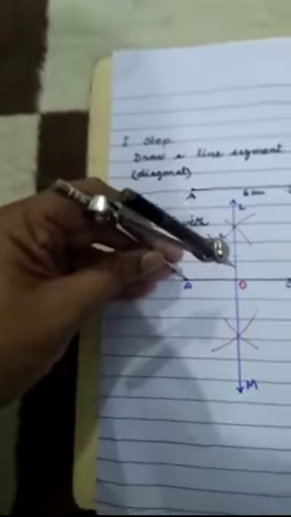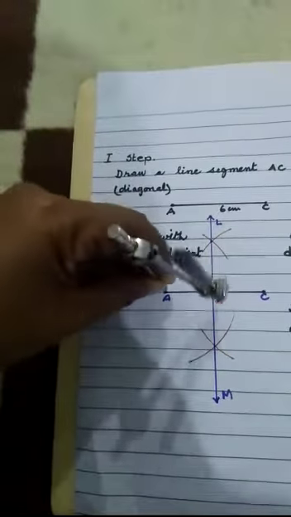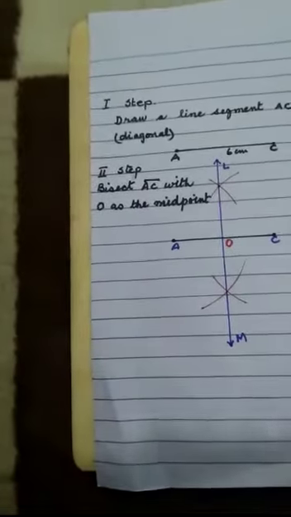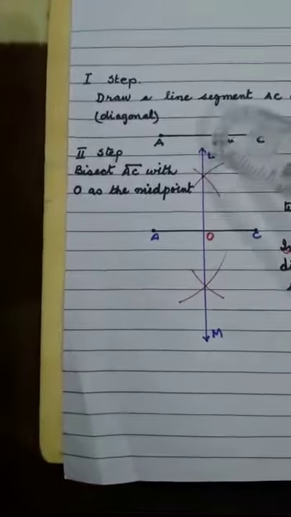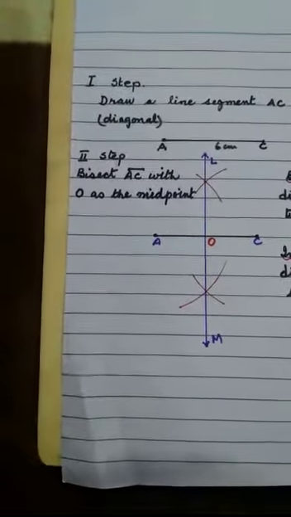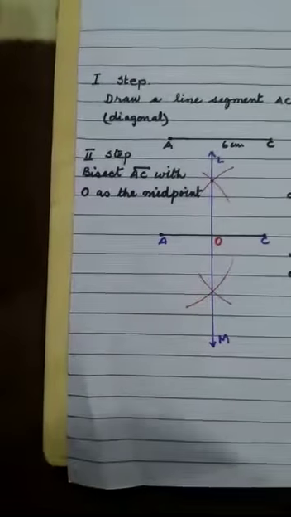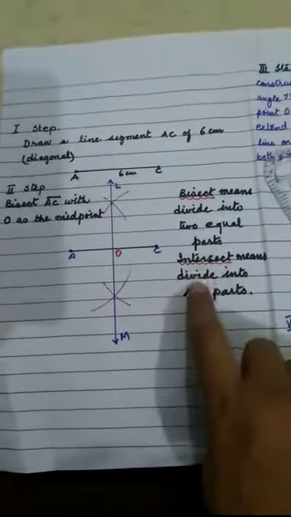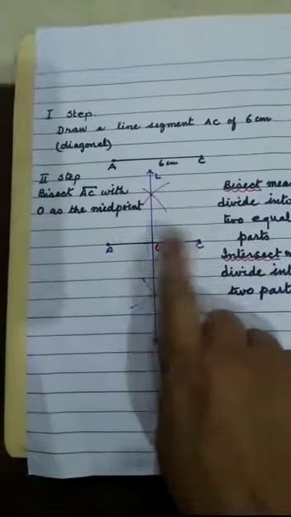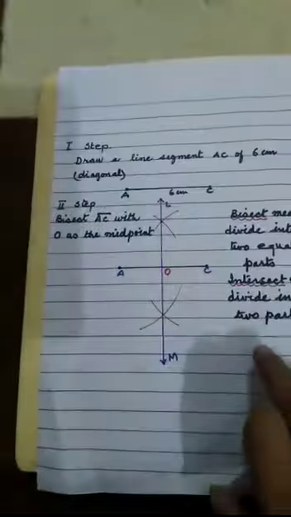Now I am trying to use my left hand. Have a look, from this point I have taken arcs above and below. Clear? Now I have used the other hand from this point, above and below. So I have got these two arcs. Now I have drawn my line. Have a look, this is not a line segment, this is a line, so that's why I have put the arrows. Over here is AC, and this line you can call LM. You can name it any letter. Bisect means divide into two equal parts. The center of AC is denoted by O. I hope the first step and the second step are clear.